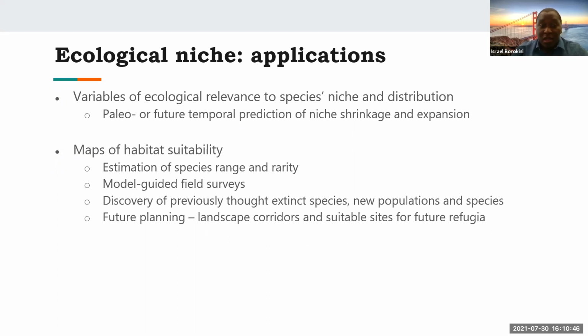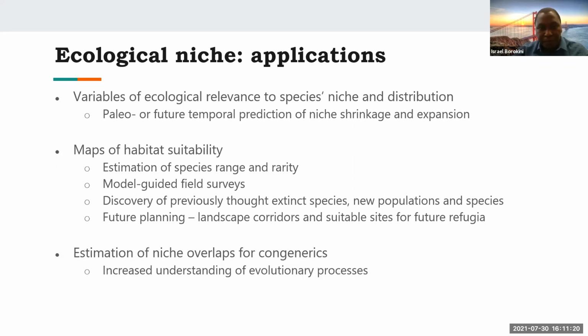In the literature, niche models are being used to discover new populations of species, completely new species, and even some species that were thought to have gone extinct. They can also be used for future planning. Areas predicted to be suitable for a particular species, but where the species is not present, could be earmarked for future experiments, translocations, corridors, and other conservation planning.